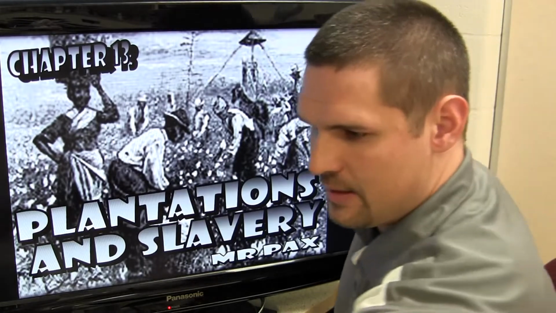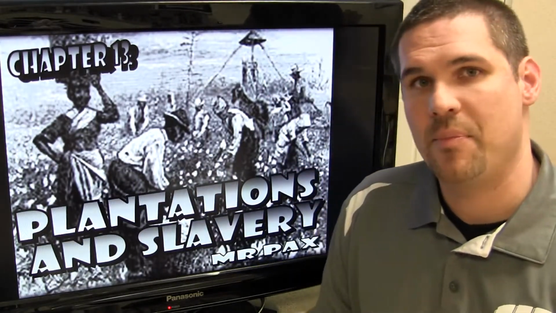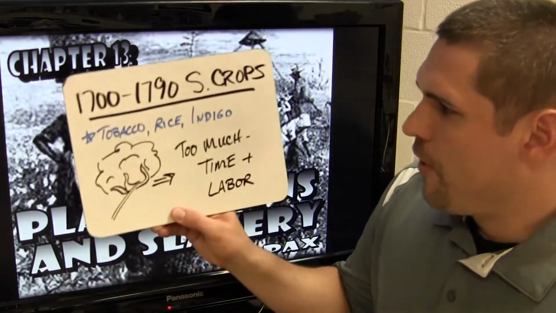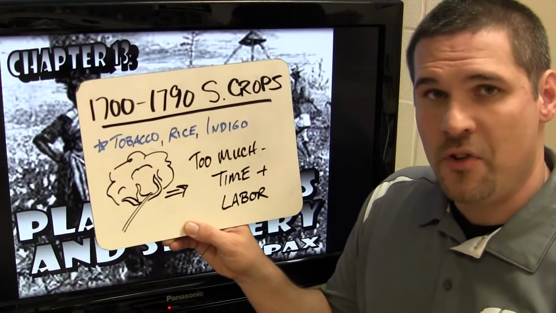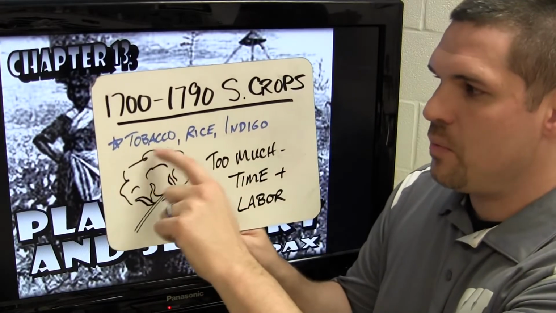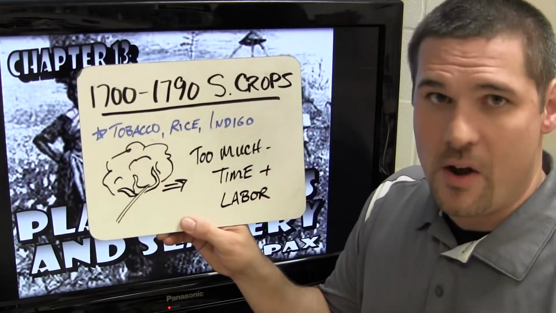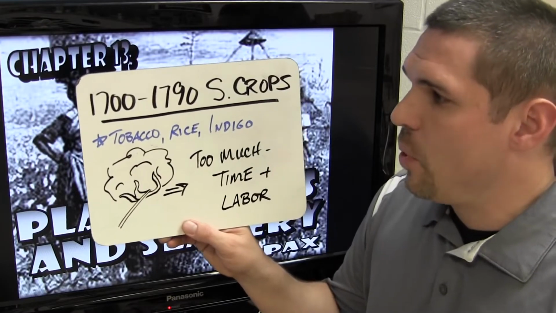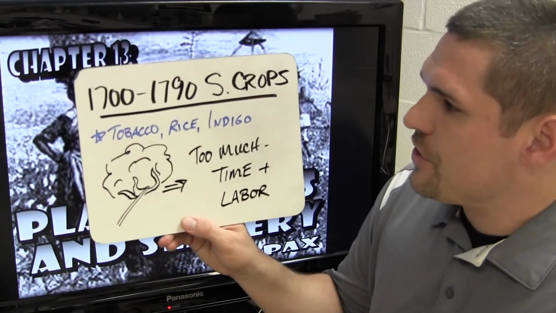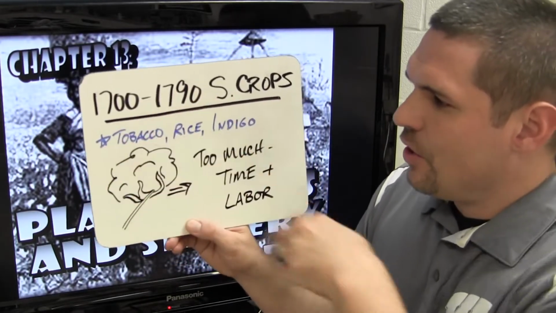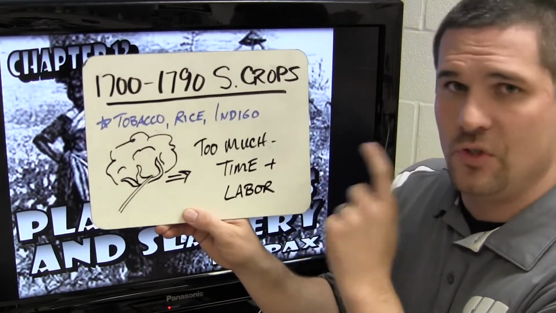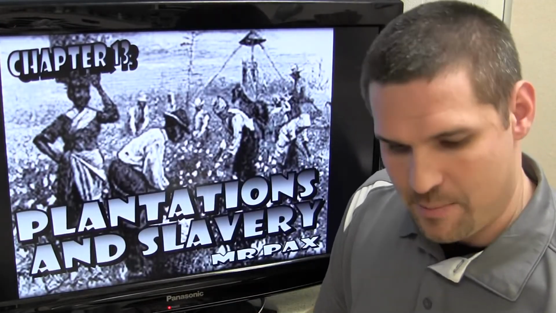Before we get going on the South, I want to recap the history of cash crops in the South. From 1700 to 1790, the southern cash crops consisted of mainly tobacco, rice, and indigo. If we remember back in the Jamestown era, tobacco was a huge export and really was responsible for making the colonies flourish at first. And really, in this early time, cotton was just way too much, took too much time and too much labor. It was very labor intensive.